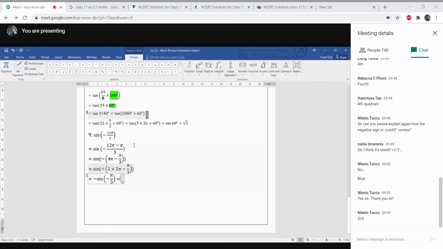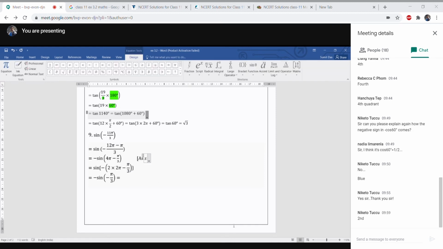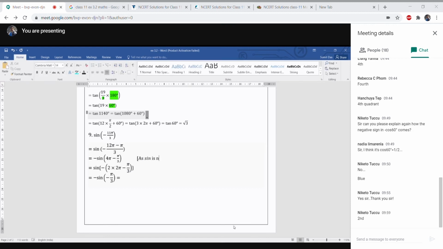Now for this one, we can write a minus sign here, because we have to write that sine is negative in the fourth quadrant. Am I clear? It will be minus.